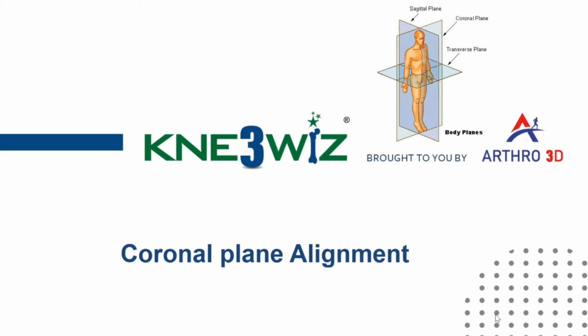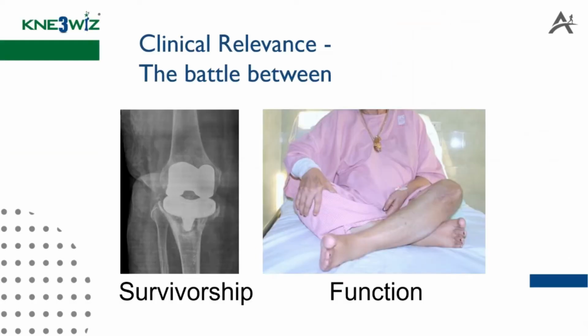Understanding alignment is important to achieve the twin goals of long survivorship and good function. In an ideal world, a well-aligned knee should function very well for many years to come. Unfortunately, in the real world, these twin goals of survivorship and function seem to work at cross purposes. Let us try and understand the basic principles of coronal plane alignment so that we can set our targets to achieve the twin goals of survivorship and function.